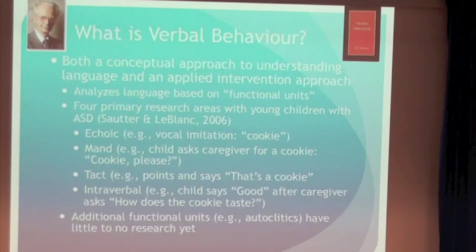Okay, so cookie is used in that situation, and or an intraverbal. An intraverbal is, I say to the kid, how does the cookie taste? And he says, good. So now I've used the word cookie, right? And he answers me, right? So it's a different kind of understanding of that word. And then there are additional functional units, things like autoclitics, don't ask, that haven't had a lot of research, especially in the area of autism.